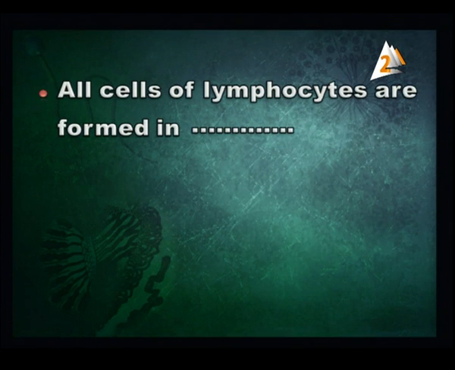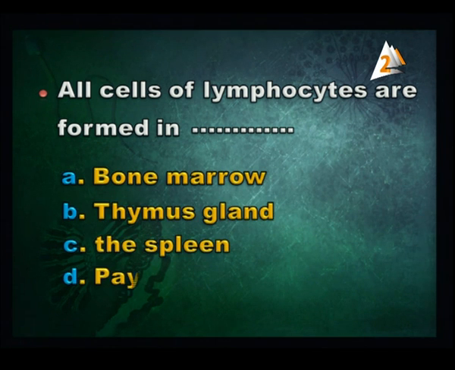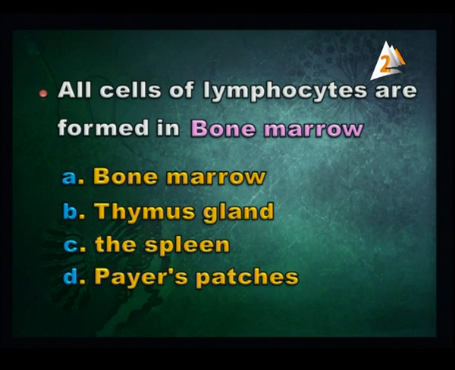All cells of lymphocytes are formed in space: bone marrow, thymus gland, the spleen, Peyer's patches. You are right. All cells of lymphocytes are formed in bone marrow.